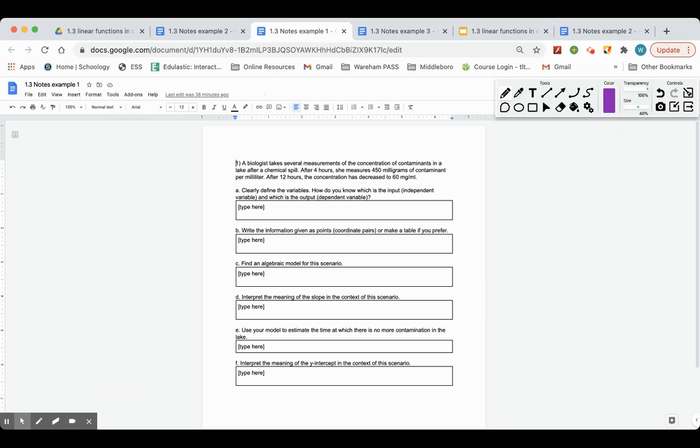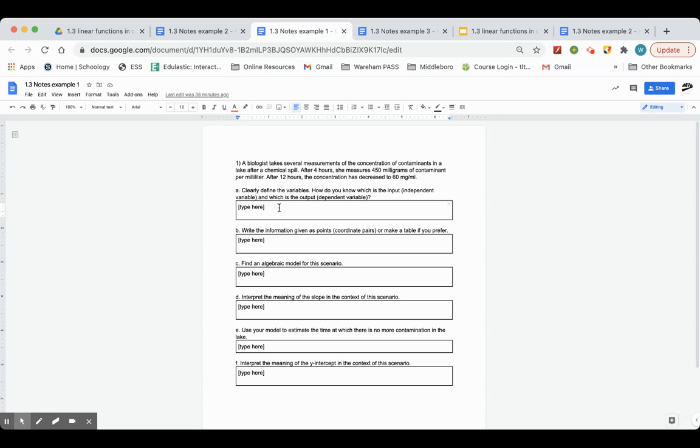And it says a biologist takes several measurements of the concentration of contaminants in a lake after a chemical spill. After 4 hours, she measures 450 milligrams of contaminant per milliliter. And then after 12 hours, the concentration has decreased to 80 milligrams per milliliter. So we need to clearly define the variables. And how do we know which one's the independent variable, which one's the dependent variable? Well, the x is the independent variable, and I know that it is the time in hours.